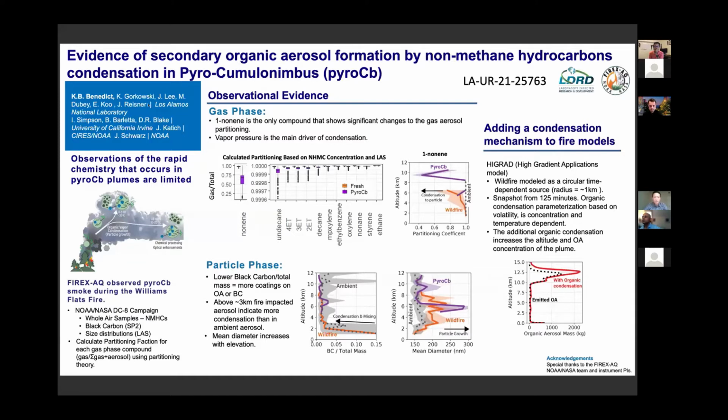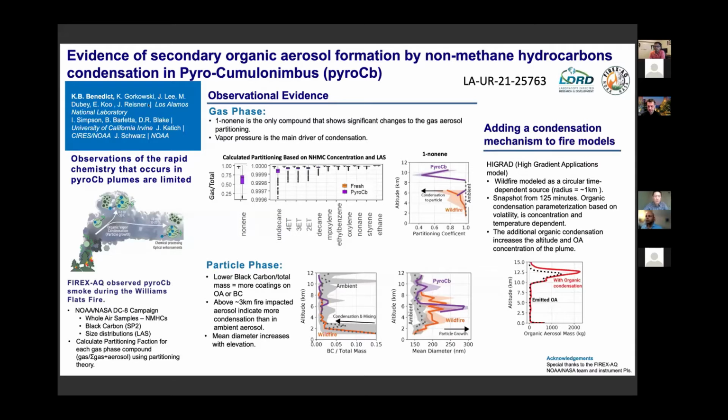And if we look in the middle where we see the gas phase data, we calculated the fraction expected based on partitioning theory using the gas phase concentrations from the whole air canister samples. And we see that only one nonene had any significant partitioning to the aerosol phase. That's the furthest left. Everything else is on a different scale and is significantly less than 1%. We are calculating what is in the aerosol phase, based on the volatility of those compounds.